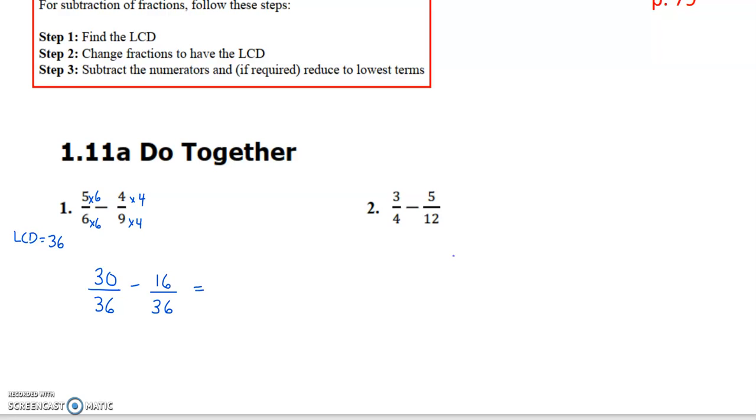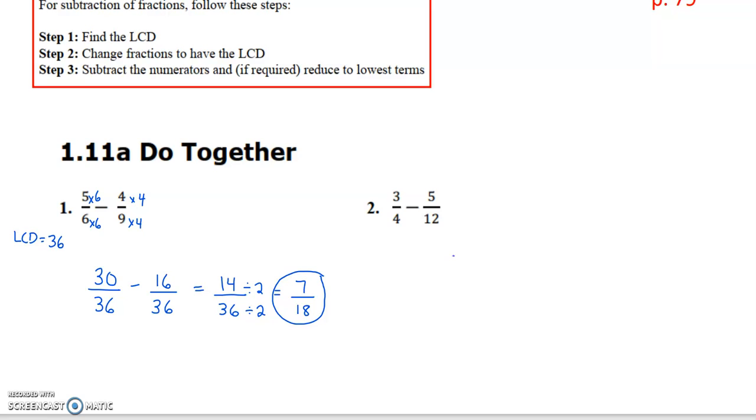30 minus 16 is 14 over 36. And both of these numbers are even, so I'm going to be dividing them. Looks like I can only divide by 2 here. I'm going to go ahead and do that. 14 divided by 2 is 7, and 36 divided by 2 is 18. So the final answer here is 7/18.